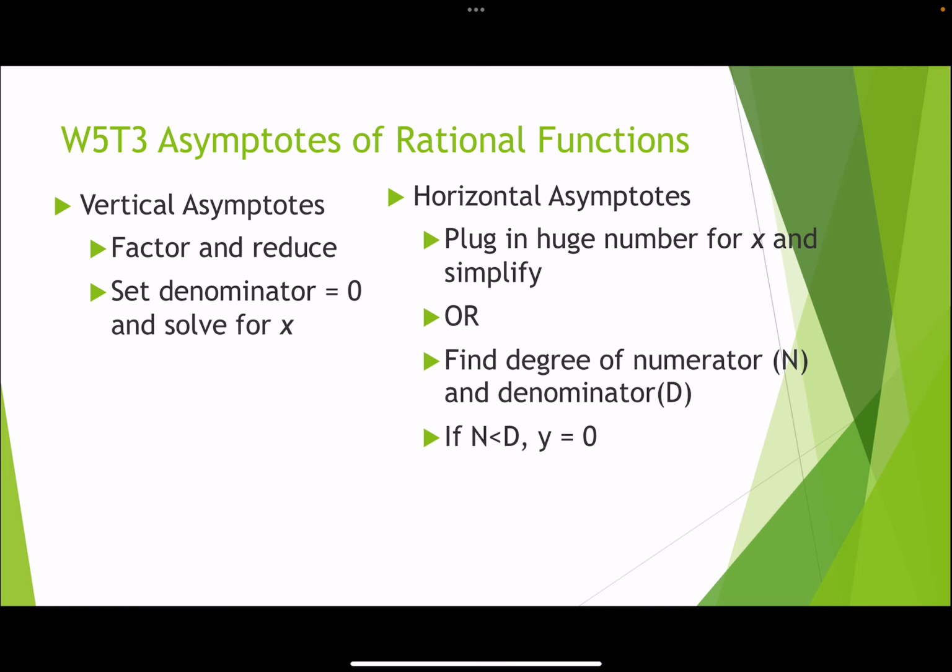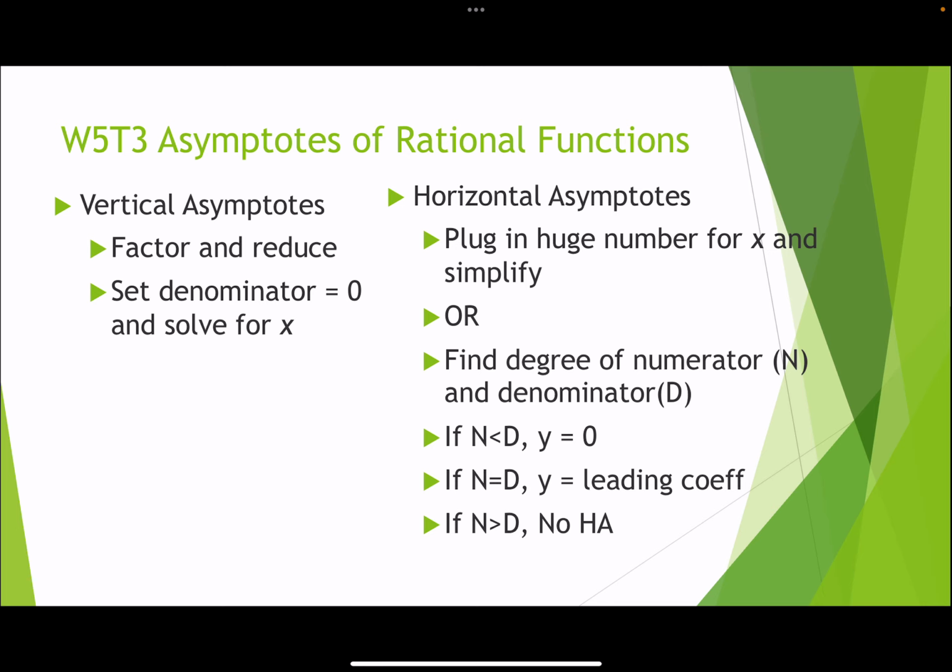For example, if the numerator's degree is smaller than the denominator's degree, then your horizontal asymptote is at y equals 0. If the degrees are the exact same, then the horizontal asymptote is the ratio of the leading coefficients, the numerator's leading coefficient divided by the denominator's leading coefficient. That's where you get the horizontal asymptote. And finally, if the numerator's degree is greater than the denominator's, there is no horizontal asymptote.